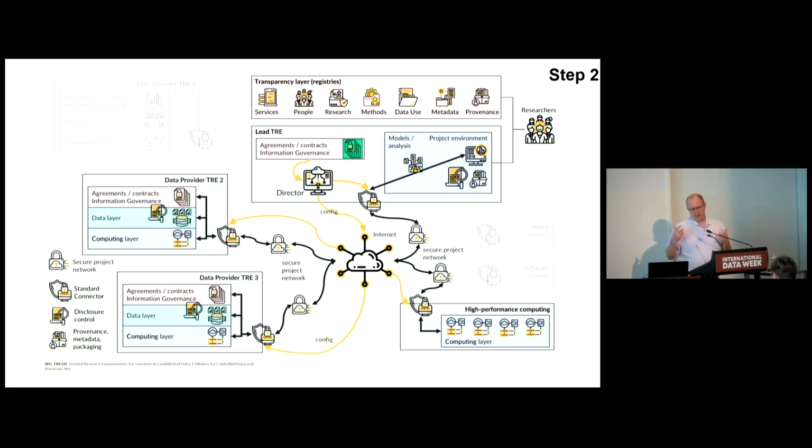And then the aim is, on a per project basis, so for this project we're integrating TREs 1, 2, 3, but for a different project it might be integrating TREs 1, 2, and 4. That dynamic ability to link TREs together based on the project being undertaken is the big piece of work that we're working on over the next 18 months or so. And that was the last slide.